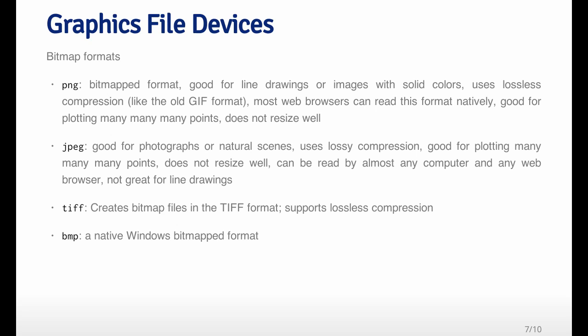They're not very good for line drawings because if you create a line drawing in JPEG, you'll see some aliasing in the lines. TIFF is another older format for bitmap files. It supports lossless compression. It's still very commonly used. BMP is a native bitmap format for Windows, and it's commonly used for things like icons.